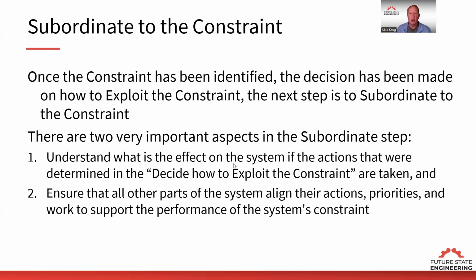So this first step is the one that companies don't do. If we decide how to exploit the constraint and we're going to open up the constraint capacity, how does that affect the rest of the system? This is an important step to do so we don't cause the constraint to shift and put the system back in chaos.